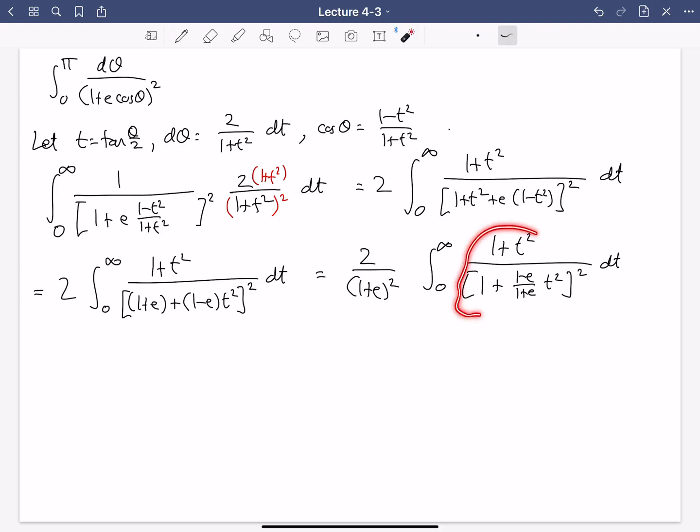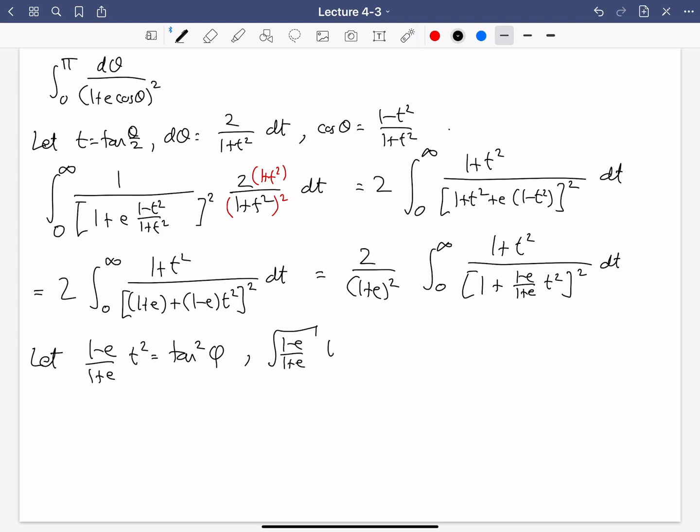So this is, as I promised, a rational function of t, and the denominator is factored into this quadratic factor, 1 plus this nasty constant times t squared, all squared. We're not going to do any partial fractions here because there's only one type of factor, but we now need to do another substitution. So we're going to let 1 minus e over 1 plus e t squared be tan squared of some other angle, phi. Or better, the square root of 1 minus e over 1 plus e times t is tan phi. I'm going to do this substitution to turn that into a tan squared, and then I'll have 1 plus tan squared, which is sec squared, and it'll get rid of that nasty factor on the denominator for me.